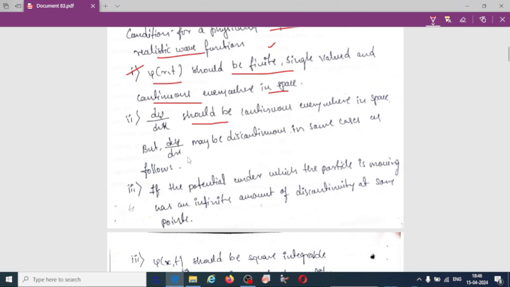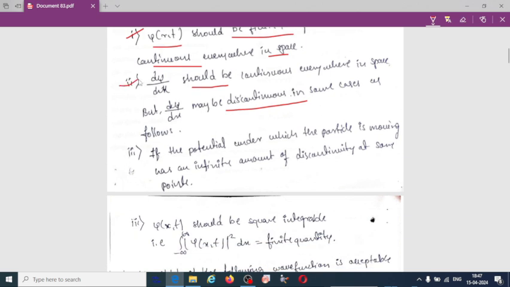the derivative may be discontinuous in some cases. This condition you should remember. So the derivative may or may not be continuous. It depends upon the situation.